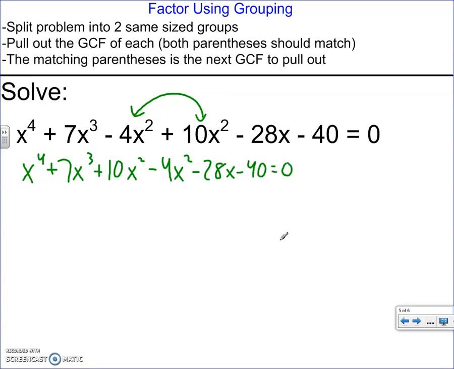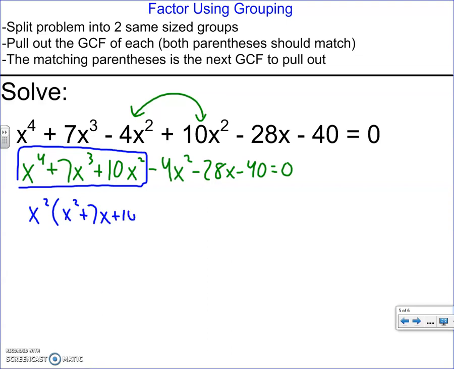Alright, the reason I did that is because I did not see a good GCF for the first one and second one that would make the parentheses matching. Here's my first group. What's the GCF of that? I can take out x squared. That will be x squared plus 7x plus 10.